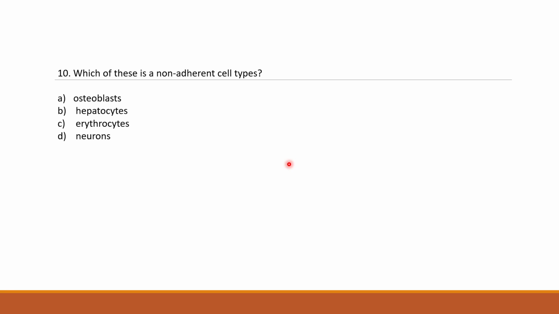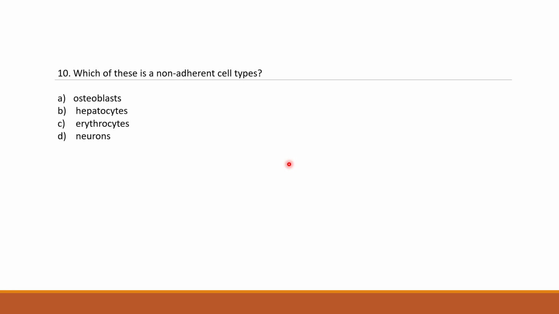Okay. So now the next one is, which of these is a non-adherent cell type? Anyone? I think I spoke about this in the beginning, if I'm not wrong. Adherent, non-adherent. Am I audible? Anybody? Am I audible? Somebody please say yes, even if you don't know the answer. I hope I'm audible. I'm not getting any answers. Yes, ma'am. You are audible.